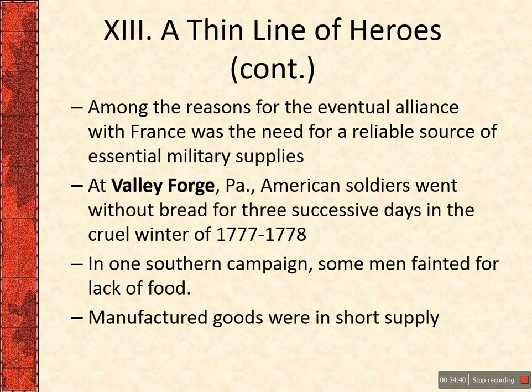Just another quick example is Valley Forge, where the soldiers go without food for 3 consecutive days in the cruel winter. Many die, many become sick and diseased. We'll talk more about that in Chapter 8 when we go into the battles of the Revolutionary War. One other point on this slide, manufactured goods were in short supply. Remember that America had not established a manufacturing infrastructure because all the goods were manufactured in England. That was part of the mercantilistic economy. That's how it was set up. So America really had to set up all these different structures and methods during the war.